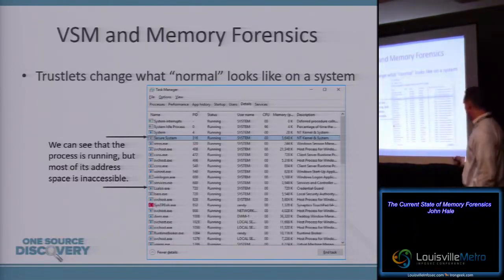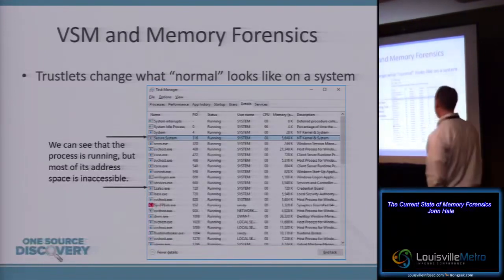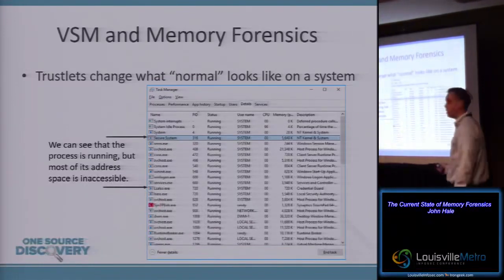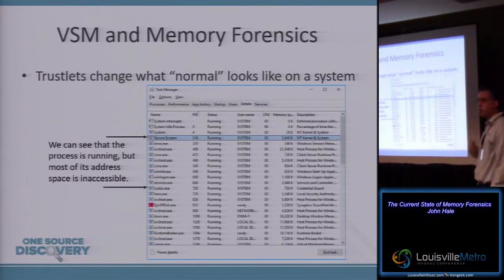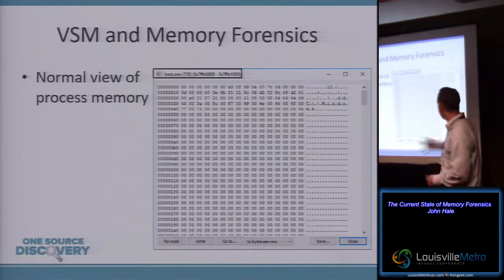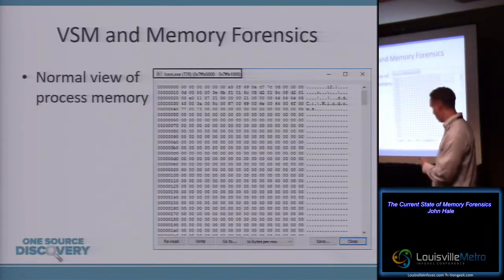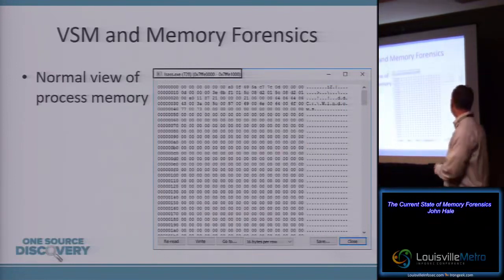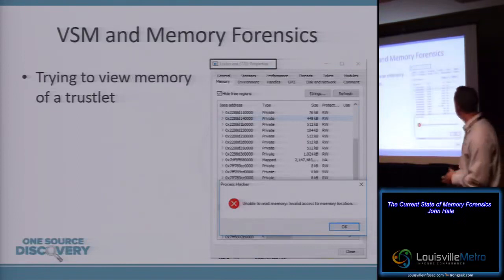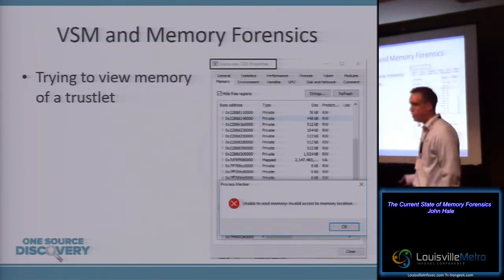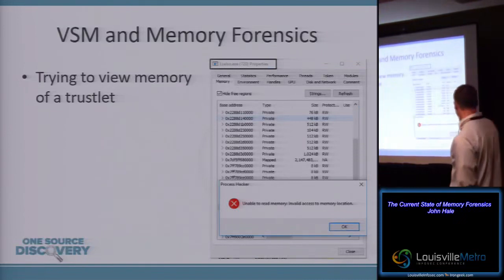What's interesting is while we can see that these processes are running, we can't actually interact with their address space. Whereas all of these others, your service host, your LSASS, everything else running in normal mode, you can interact with as long as you have kernel code. So, for example, if we try to take a look at LSASS here, this is using Process Hacker. You can see there's no problem dumping the memory from LSASS. But if we were trying to do the same thing with LSA ISO, we get an error: unable to read memory, invalid access to memory location.